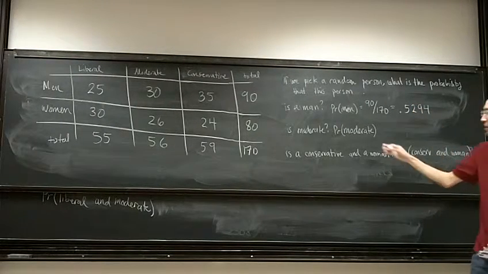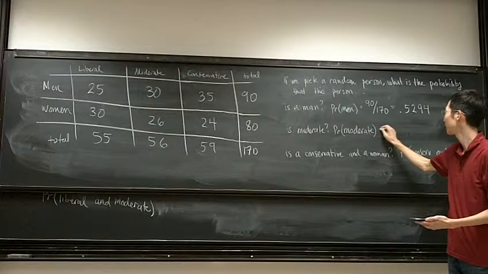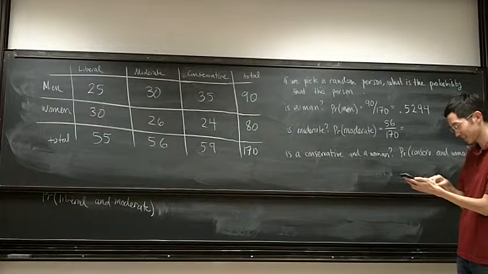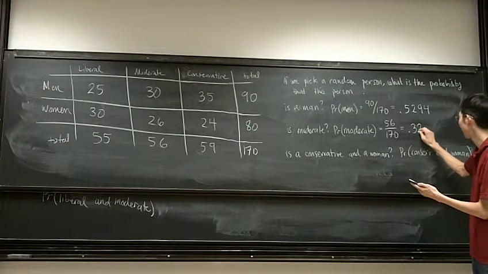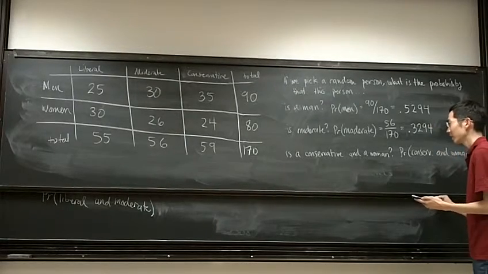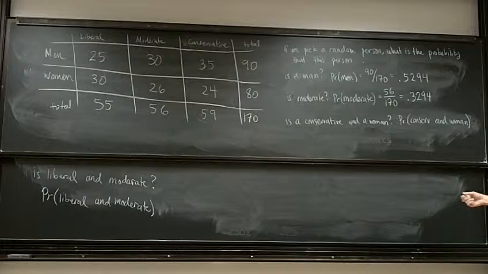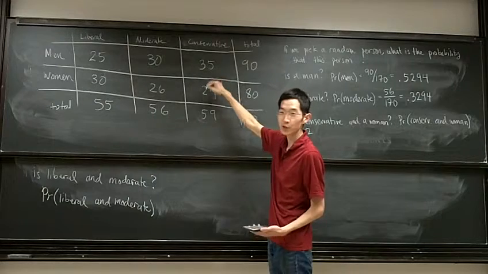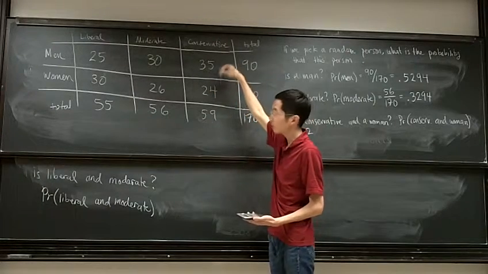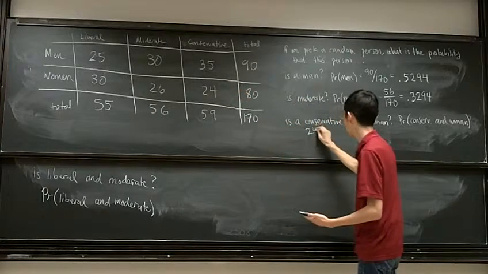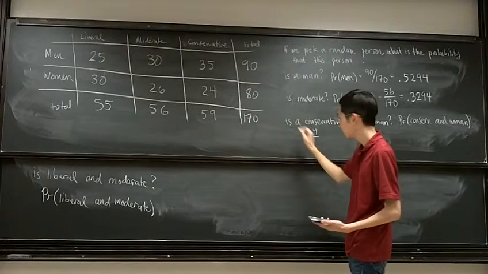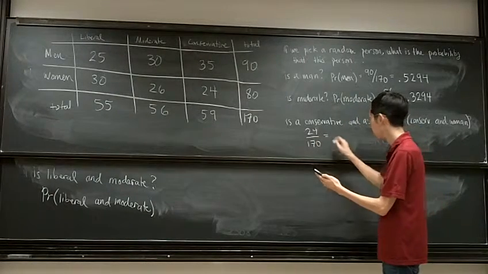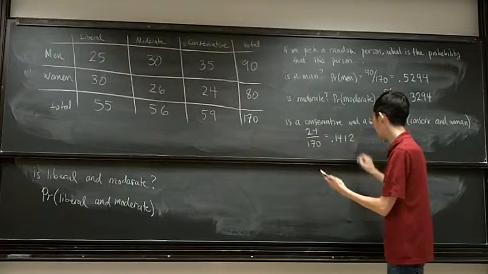Okay, good, alright. What is the probability that this person is moderate? 56 over 170. 0.3294. Okay. Is conservative and a woman. How many people are conservative and women? There's 24 women who also are conservative. Okay. So we're going to do 24 divided by 170. So 24 divided by 170, this gives me 0.1412.